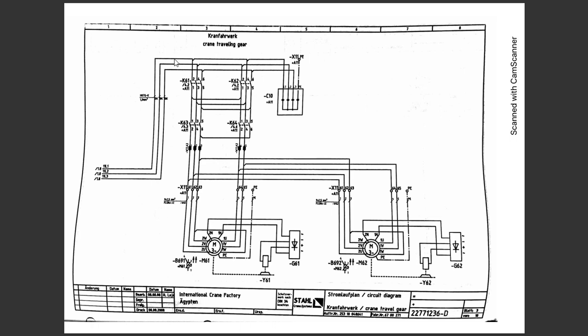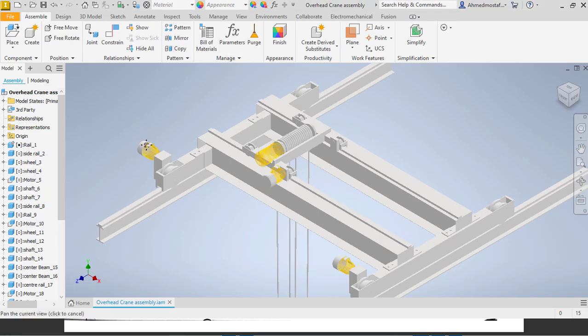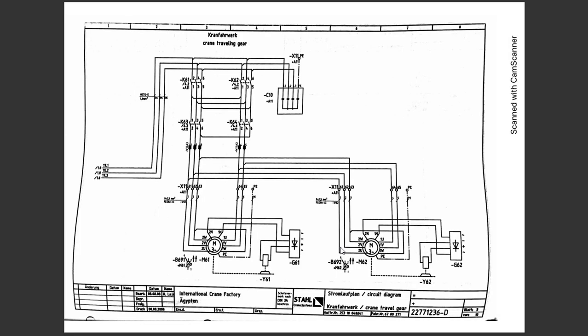This power supply now will go to two different motors. This motor is called M61 and this is called M62, which are responsible for the crane traveling gear, or crane traveling movement. So those two different motors are M61 and M62. Very good. So here we have the crane traveling movement. Here we have four different contactors, K61, K62, K63 and K64.